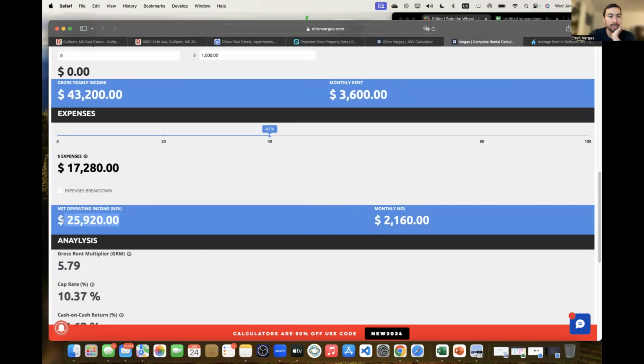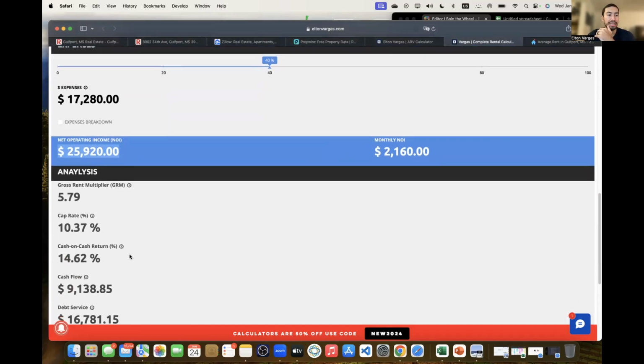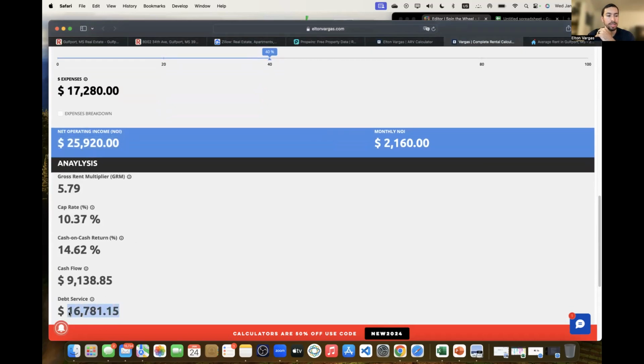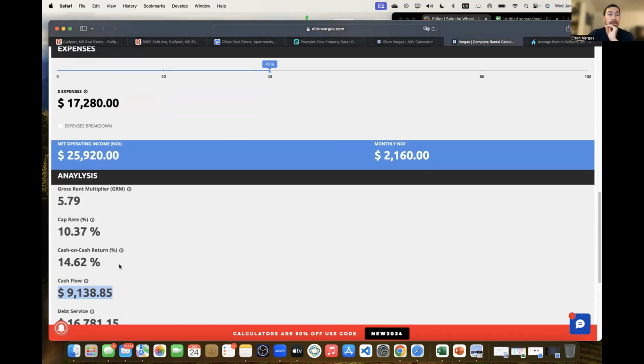So now my net operating income after all my expenses is going to be $25,000. From here, I do need to deduct my mortgage, AKA debt service. My debt service is going to be $16,000. So then my property is going to be cash flowing around $9,138, which for this property is really amazing so far. Again, if I can bring my expenses down, by all means, I'll definitely do so.